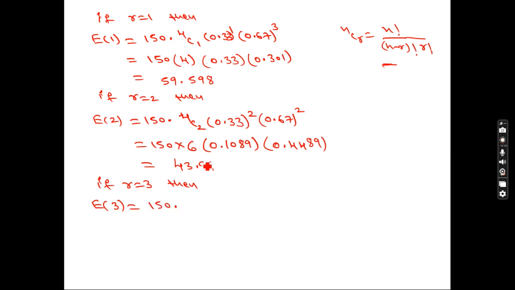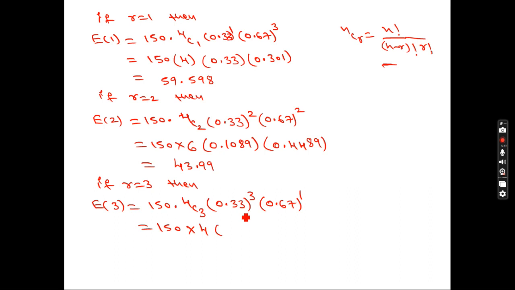150 into nCr. So it means 4C3 into nCr, that is p power r. The p value is 0.33 power 3, and q is 0.67. N minus r, 4 minus 3, is nothing but 1. So it will become 150 into 4C3. If you multiply, you will get the answer 4.